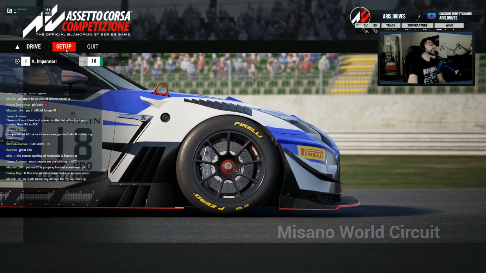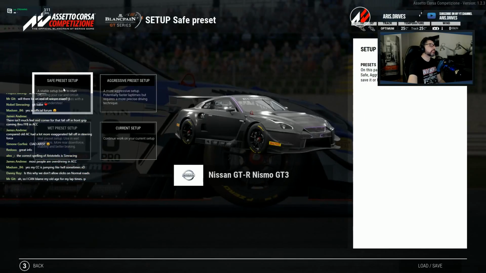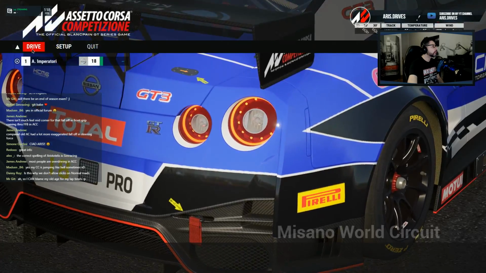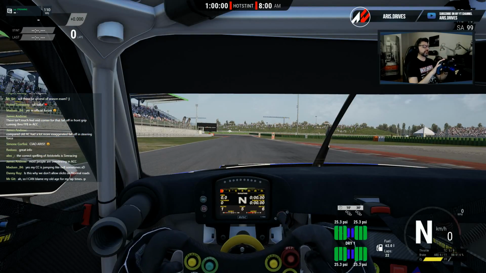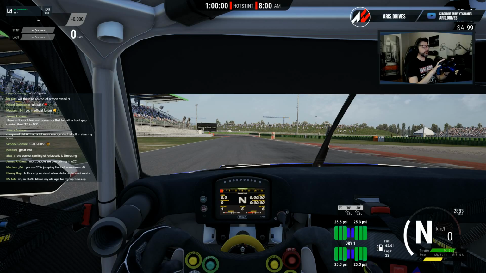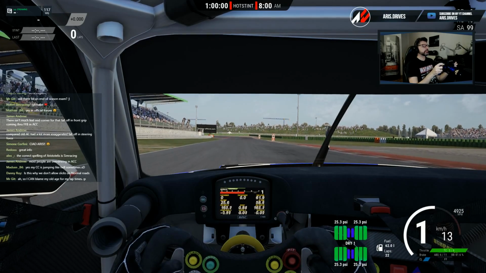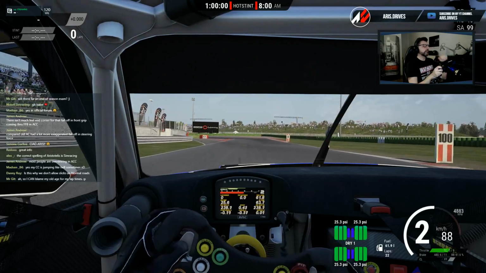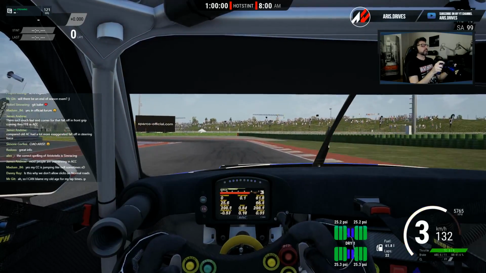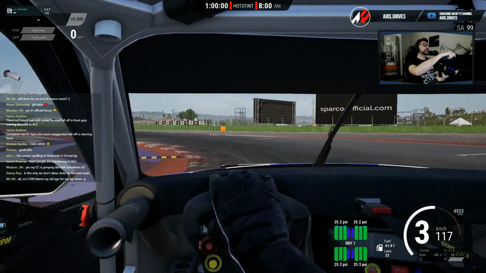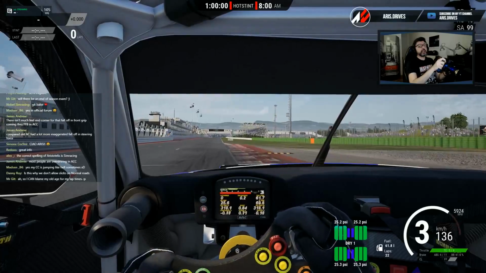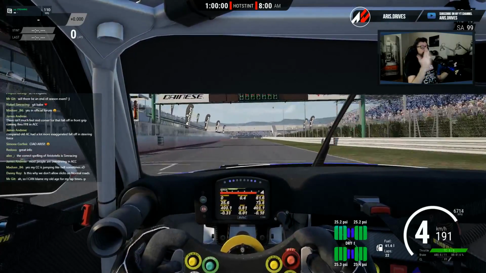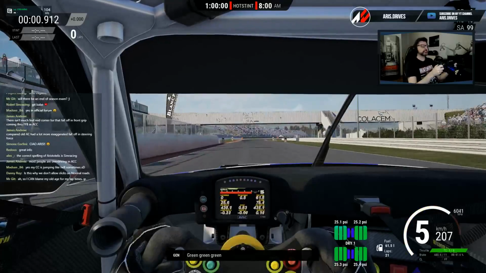All right. So I'll keep the setup safe, as we said. I won't change anything because I want to focus just on the driving. So let's go in and let's start. Let's first put some heat on our tires, of course. So again, you're going to need 1 lap or 2, depending on the circuit, depending on the car.